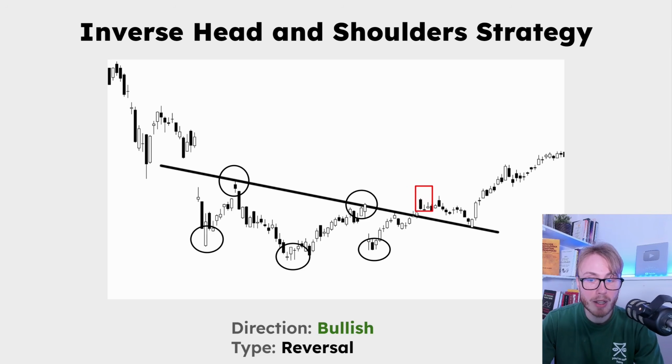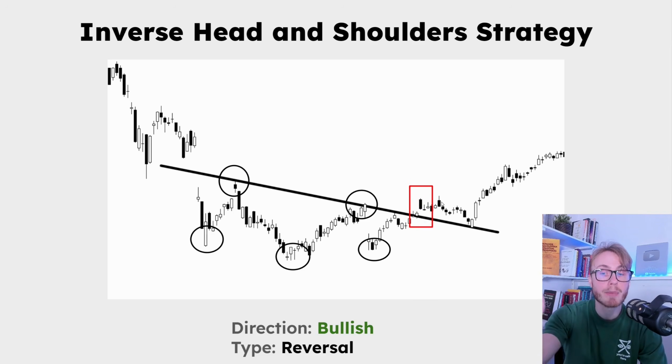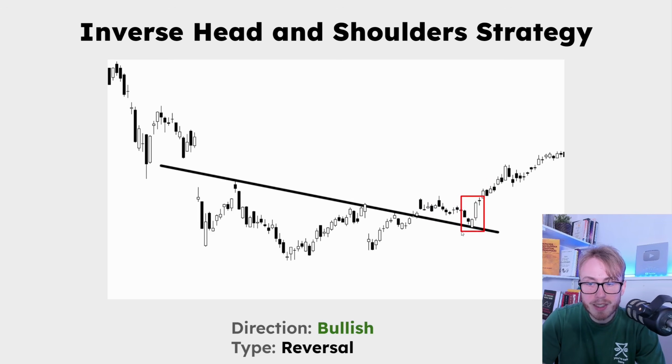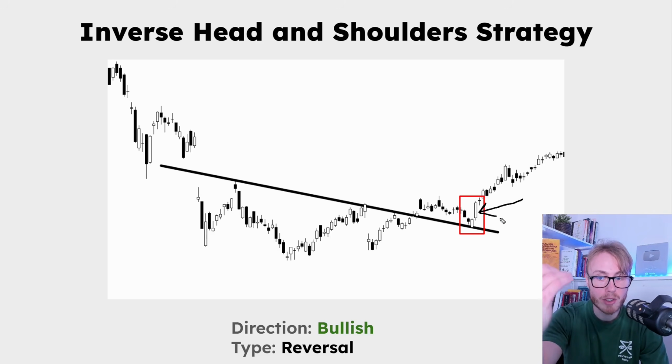Just as with the normal head and shoulders, you can buy this pattern on the breakout, so when the price breaks above the neckline. But in this case, I actually want to focus more on the retest. So you can see here, we actually had a beautiful retest of the downward sloping neckline. And one reason that made this such a good retest was that we saw really strong bullish momentum coming from the test of the support.